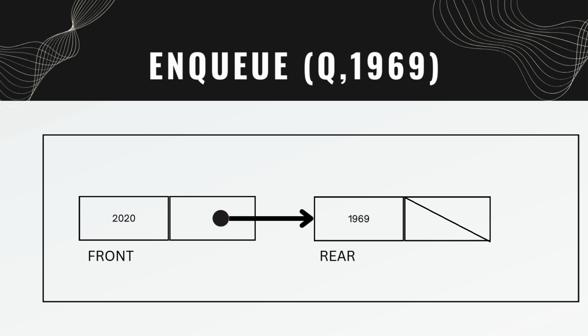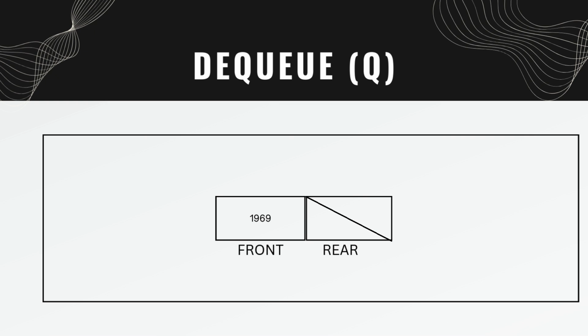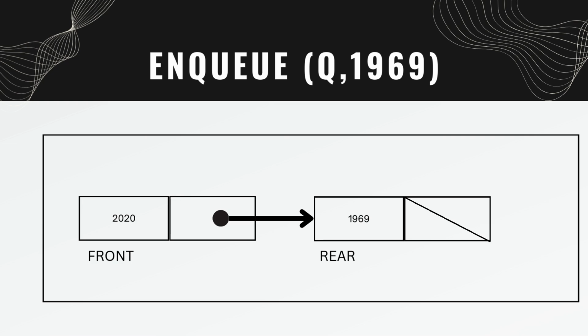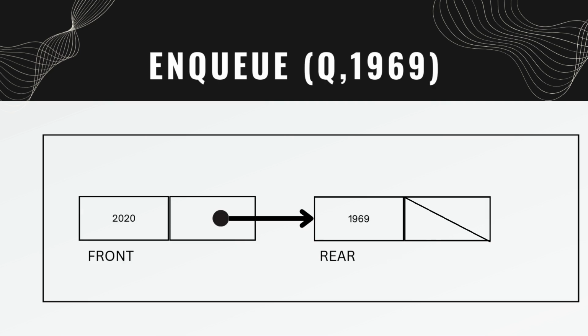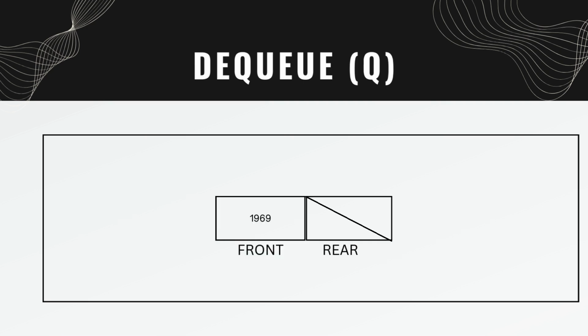So by continuing from 2020, which is in the front, we continue by inserting the point to the arrow showing that we have inserted 1969 in the rear position. And next would be DQ. They ask you DQ again. So if we DQ, if we delete the in front value, the remaining will be 1969.